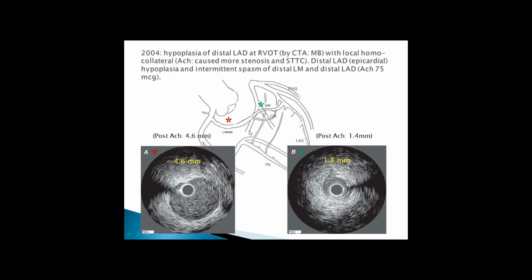If you want to see this, this is an intravascular ultrasound at the level of the proximal left main, and this at the level of the prepulmonic LAD, distal LAD, where there was a significant stenosis. The diameter was 4.6 at the proximal level and 1.8 at this level, with the acetylcholine 1.4. Basically, there was a total occlusion of the left main with the acetylcholine.